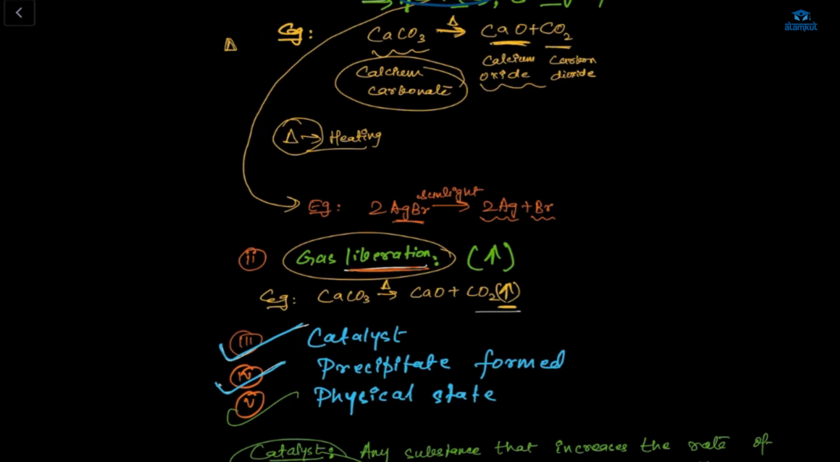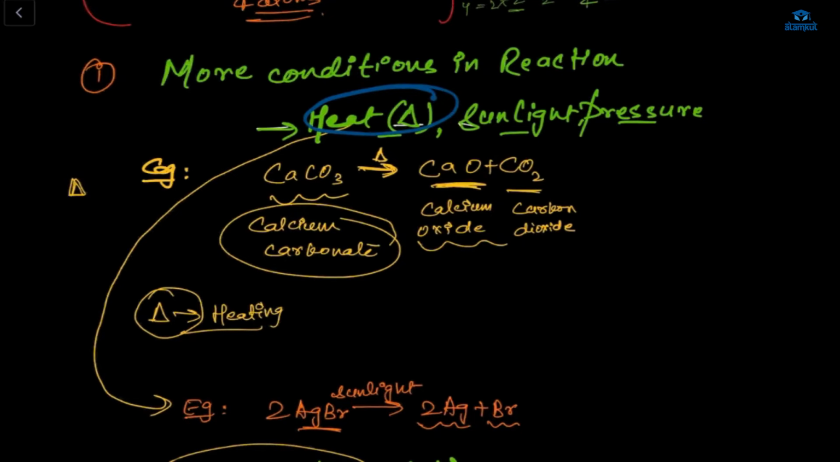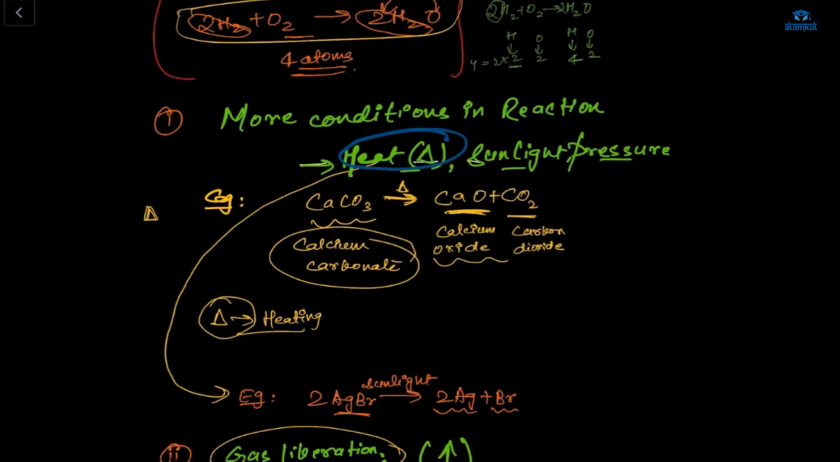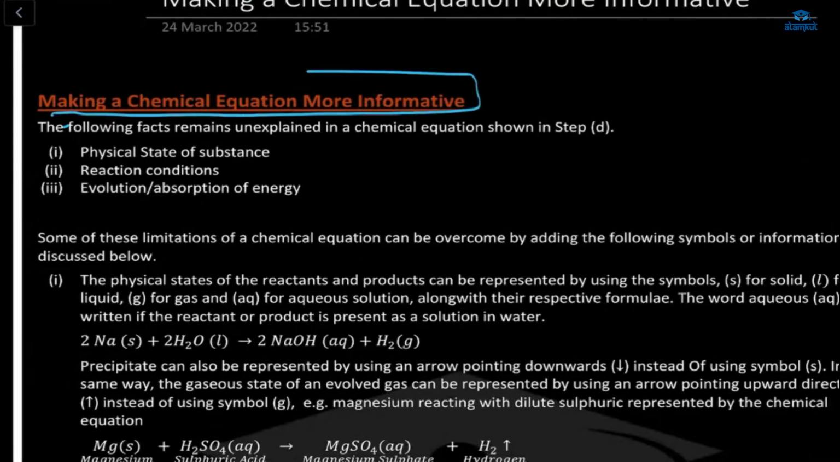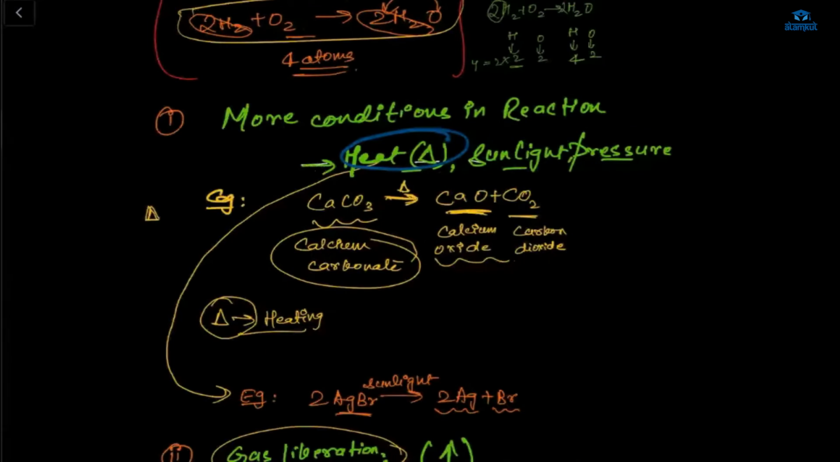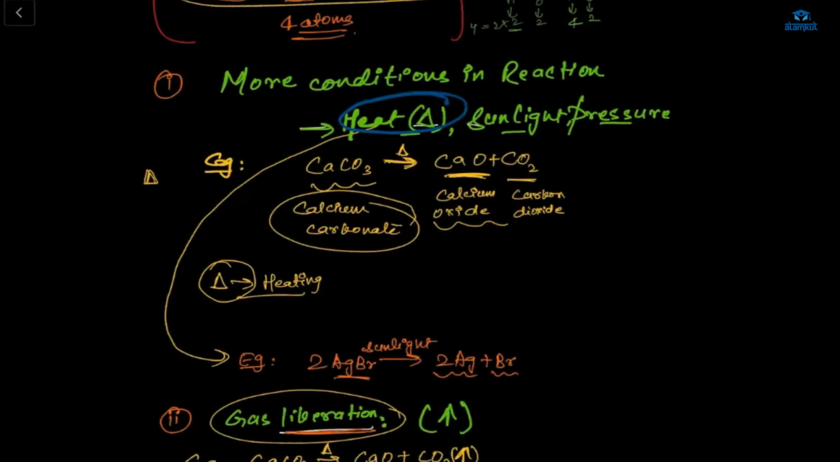That day we have discussed some. And today, let's talk about the more conditions in reaction. It consists of 3 things: heat, sunlight, and pressure. See, to make a chemical equation more informative, we will have 3 steps. First is physical state, second is reaction conditions, and third one is evolution or absorption of energy. More conditions in reaction, we will have heat.